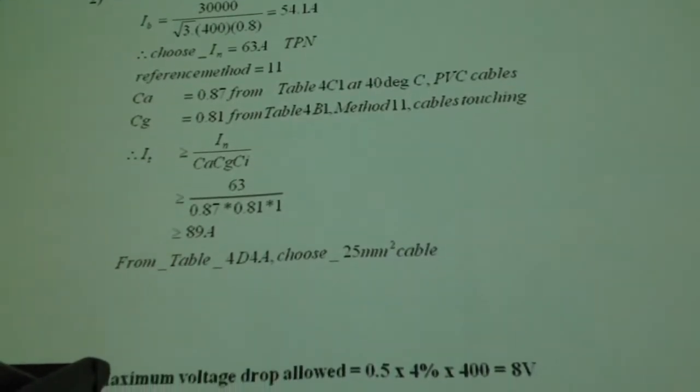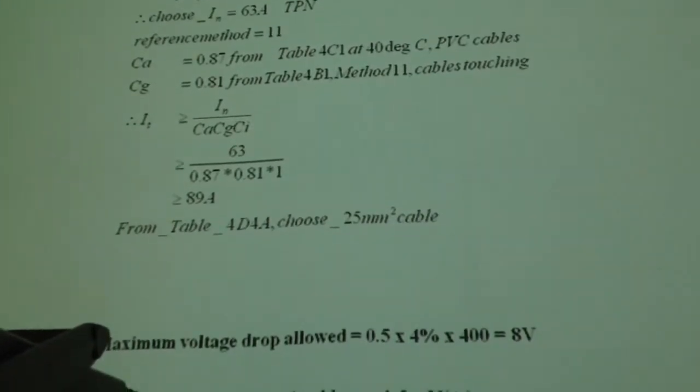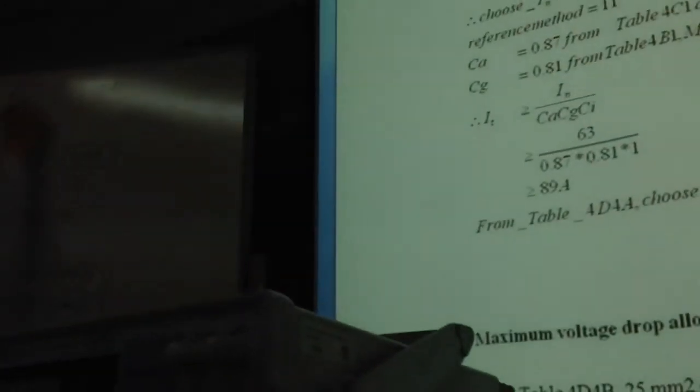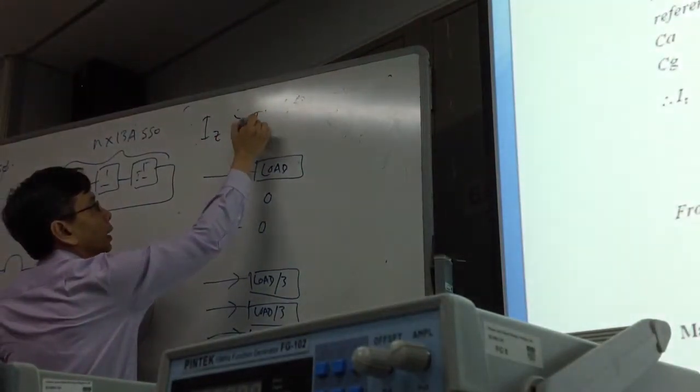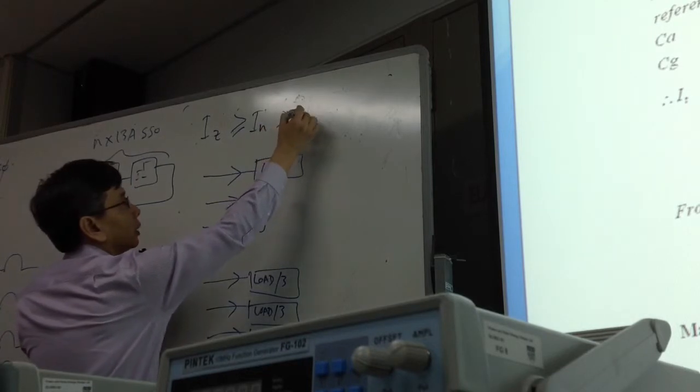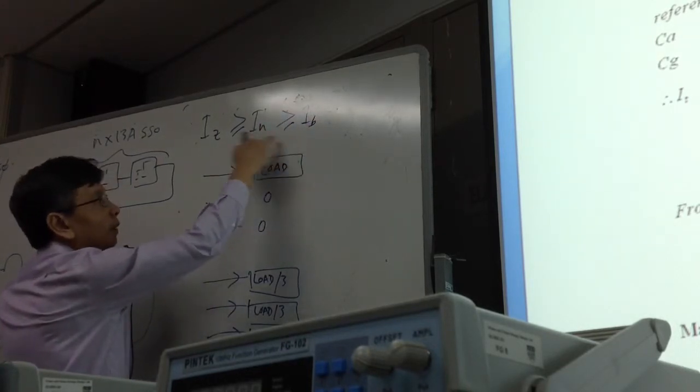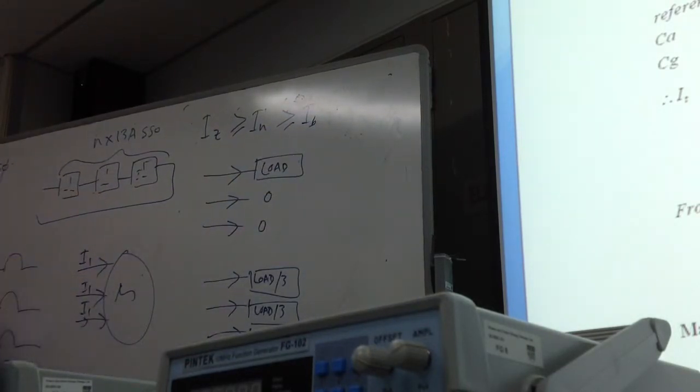Once I get the IB, I can choose IN. Because finally, IZ must be higher than or equal to IN, which is higher than or equal to IB. So once I calculate IB, I will select IN, which is higher than IB. If IB is equal to 54.1 amps, the IN that I choose is equal to 63 amps.